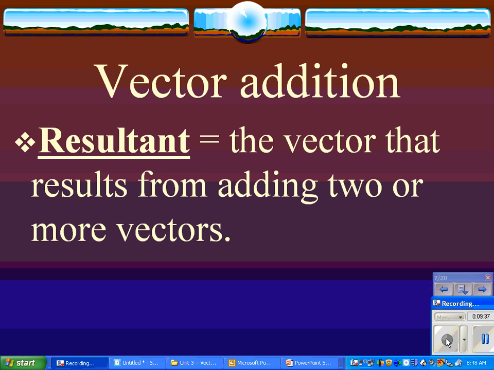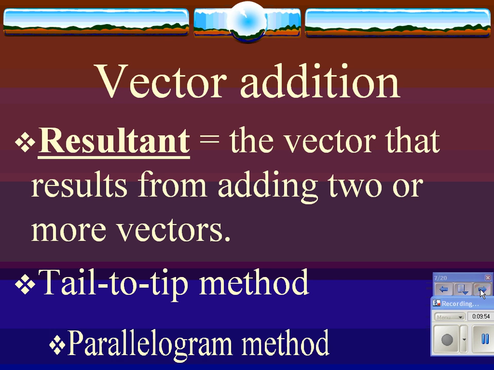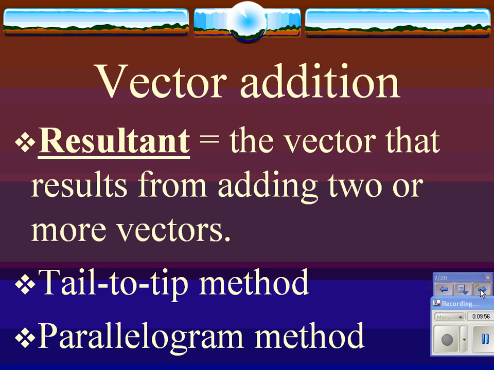In order to find the resultant, you will want to draw vectors, and there's kind of two methods that are commonly used to add vectors. The first one is known as the tail-to-tip method. This happens to be my method of choice. I'll explain it to you in a moment. The second method is known as the parallelogram method. I prefer not to use that one, but that's just me. You might like that one better. I'll show you how they work in just a second.